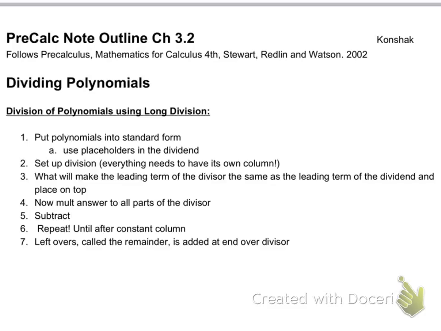You bring everything down when you subtract, anything that was not affected, and you repeat. You repeat it until you've placed a number in the constant column. At that point, you are done. The leftovers are the remainders. And you add it over the divisor at the end. Those are the 7 steps. Again, until we start doing a problem, there's just a bunch of words right now.